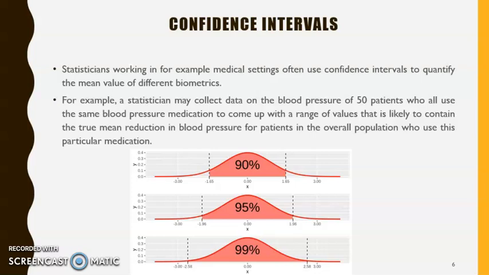All these things are in the field of statistics. As you can see, statisticians working in, for example, a medical setting often use confidence intervals to quantify the mean value of different biometrics. And you see, all the 3 examples that I'm offering you are in different fields. That shows that statistics, like data analytics, is not restricted to one specific area of expertise. Any field that can provide you with data can be handled with statistics and data analytics.